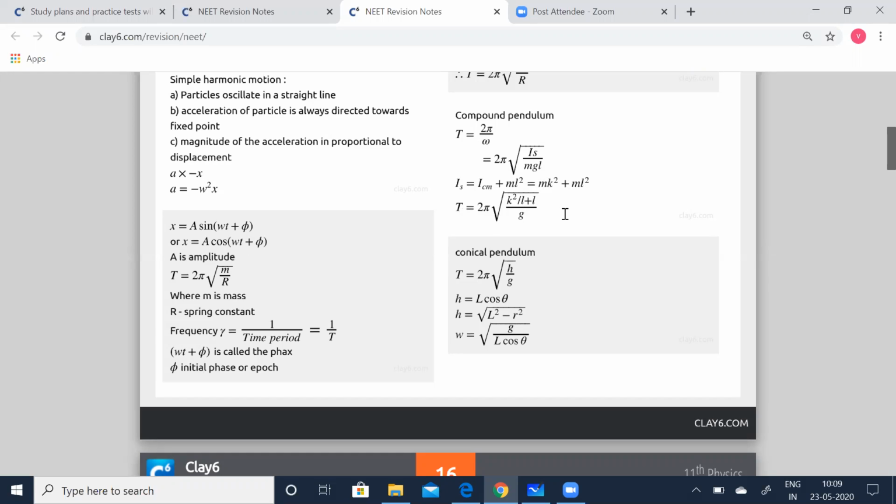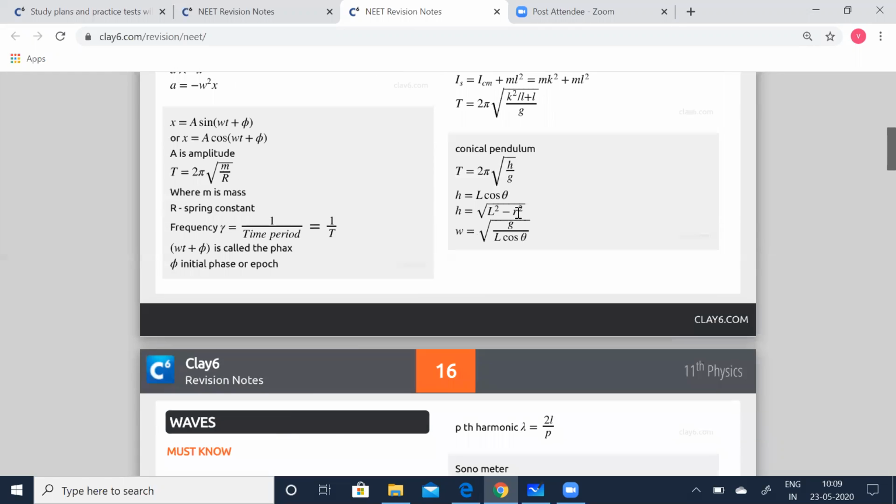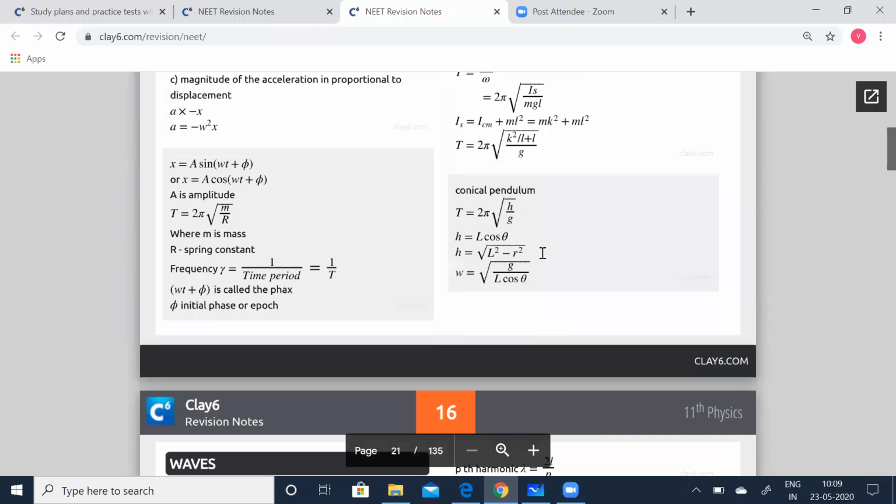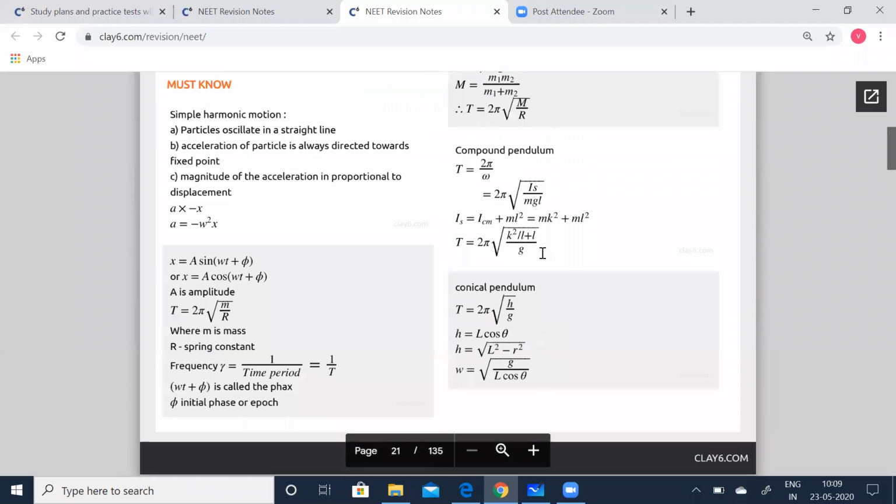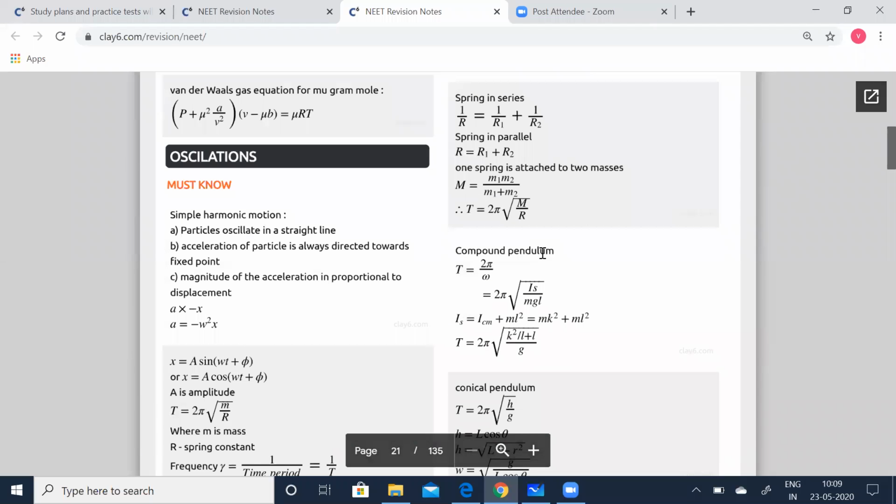If it is now going to be a conical pendulum, then T is equal to 2 pi root of h by g, or h is equal to l cos theta, where h is now going to be height, which is equal to root of l squared minus r squared, where l is the slant height, h is the height of the cone, and g is the acceleration due to gravity. So omega is equal to root of g by l cos theta. So these are the important formulae you'll have to remember in this lesson, oscillations.